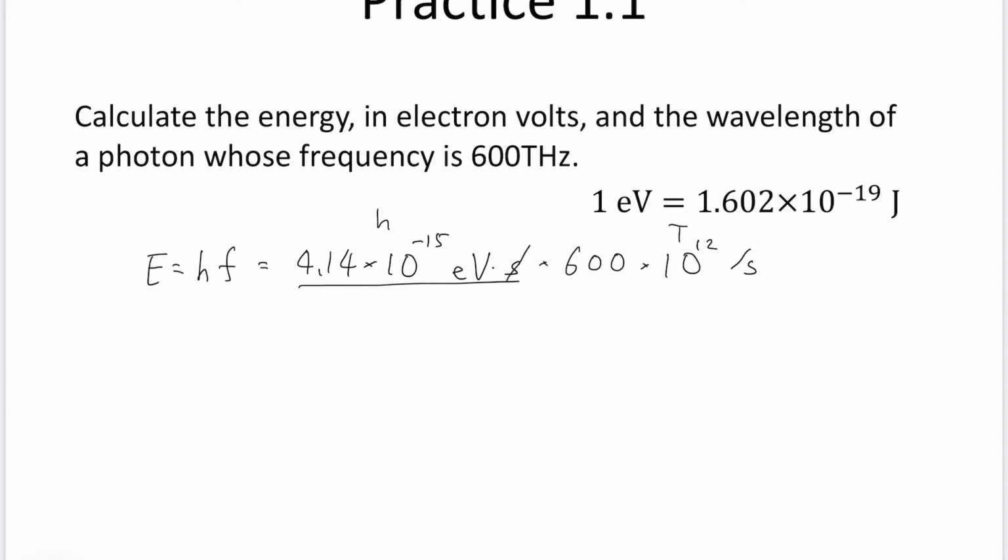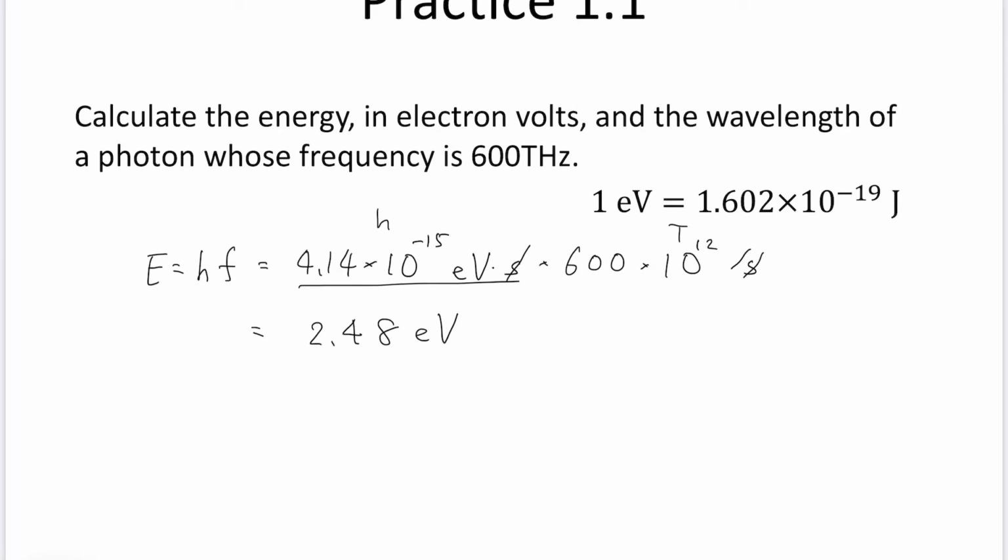And the second is going to be cancelled out. Then you can calculate, and it becomes 2.48 electron volt. This is the energy of photons.